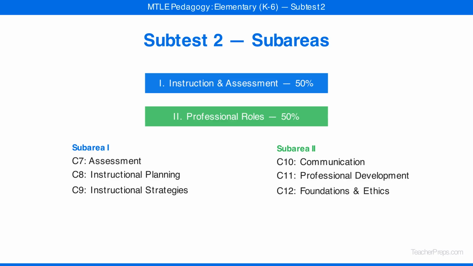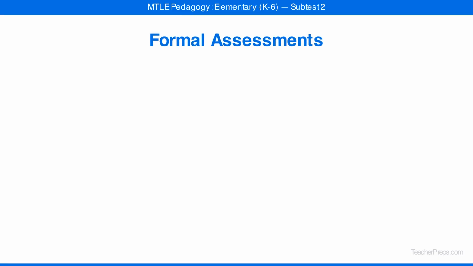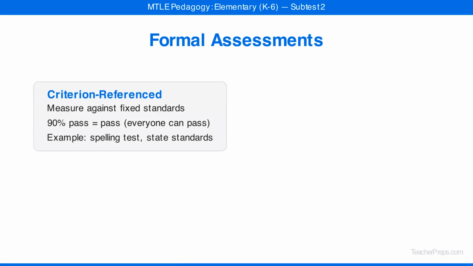Let's start with Subarea I. Competency 7 is all about assessment. This is one of the most heavily tested topics on Subtest 2, so let's be thorough. First, you need to understand the 2 major categories: formal and informal assessment. Formal assessments are standardized and have specific administration procedures. There are 2 key types of formal assessments.